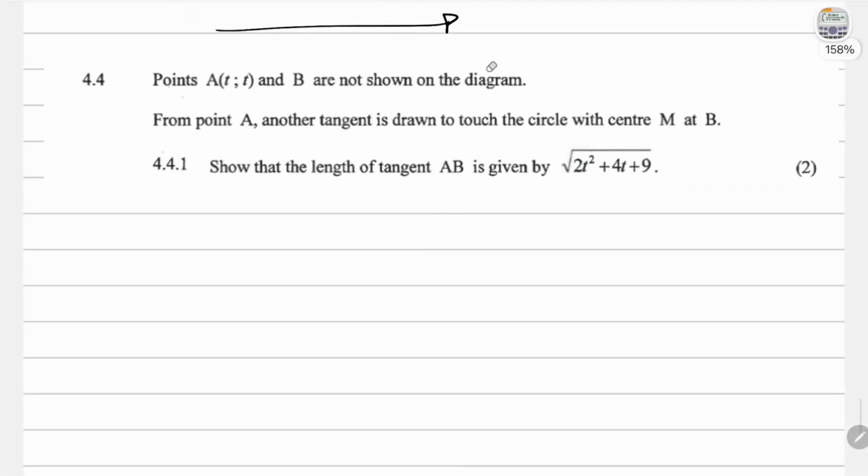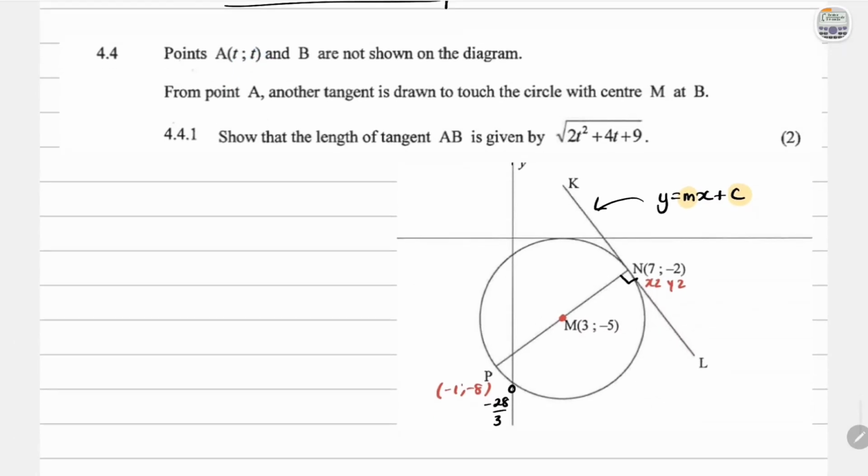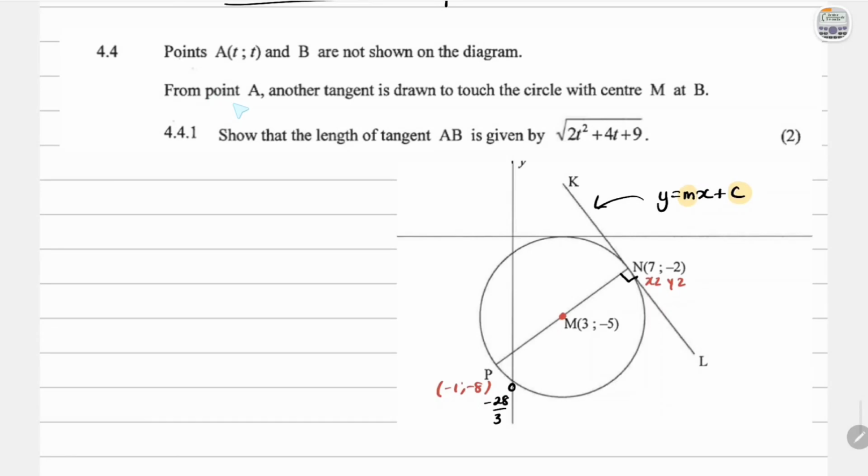Okay, I know they said they're not shown in the diagram, but for reference, let's just put it in the diagram so that we can understand what's going on. So let me get the diagram first. Okay, so this is the case. We have a point called A and B, and they're not shown on the diagram. But they tell us that from point A, another tangent is drawn to touch the circle with the center M. So it's this circle at B.